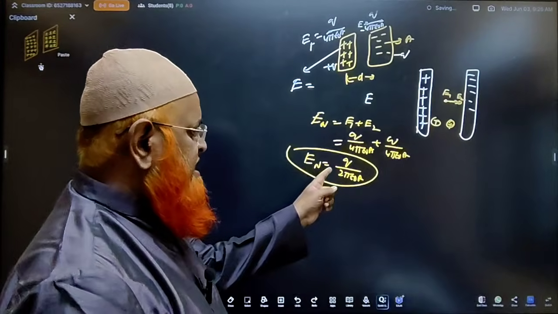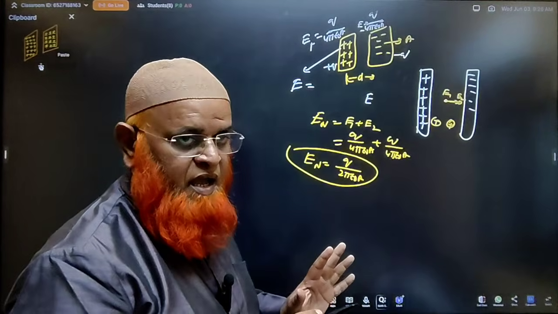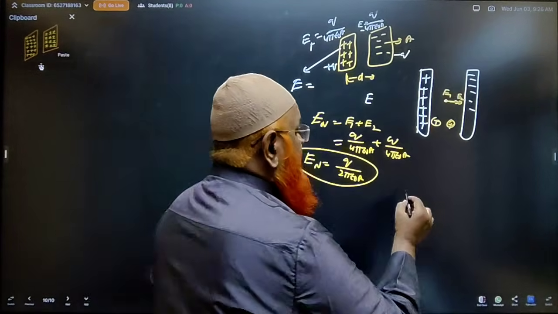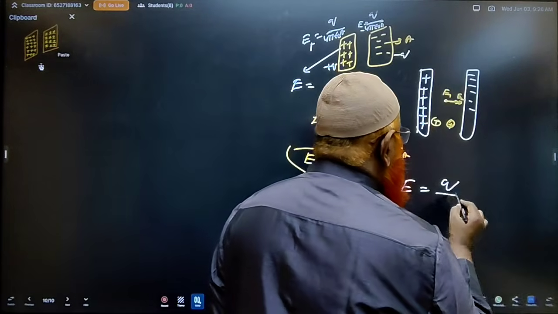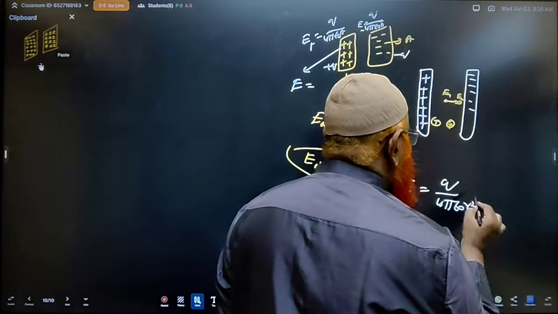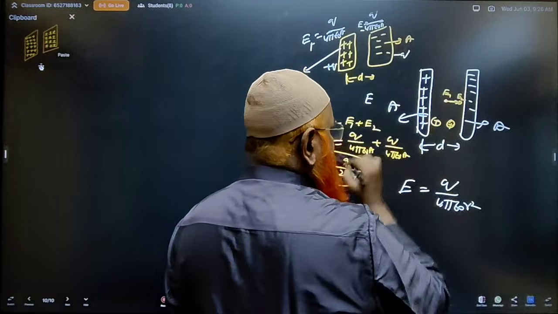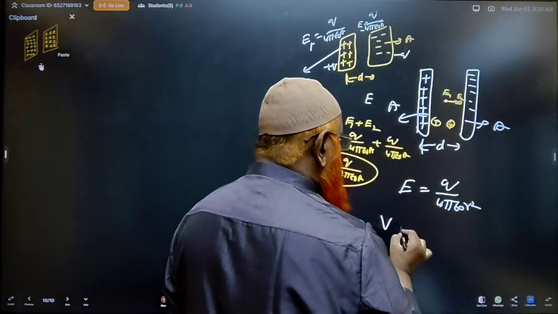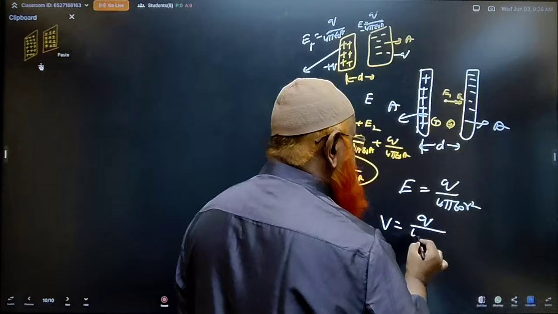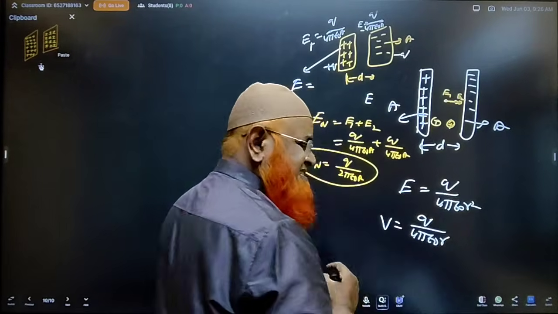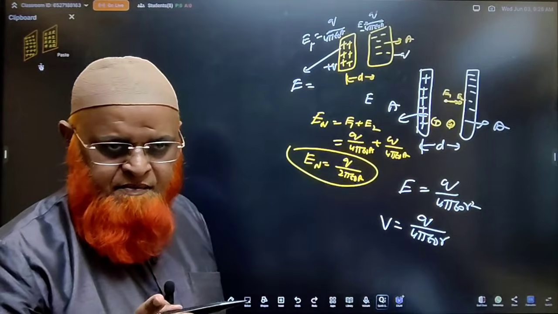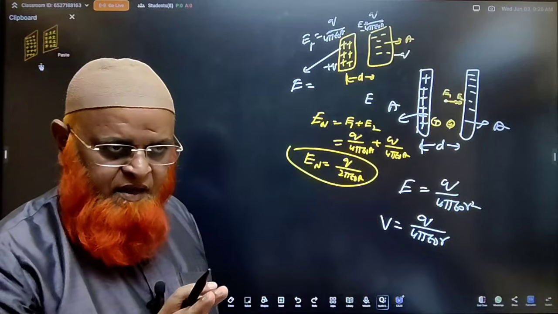So E net is equal to Q by 4 pi epsilon naught into A. But you know the electric field intensity formula is Q by 4 pi epsilon naught into R square. The distance between the two plates is D. Area of this plate is A. Area of this plate is A. But what is the formula for electric potential? Electric potential means Q by 4 pi epsilon naught into R. I told you the electric potential formula, I think. I told you or not?